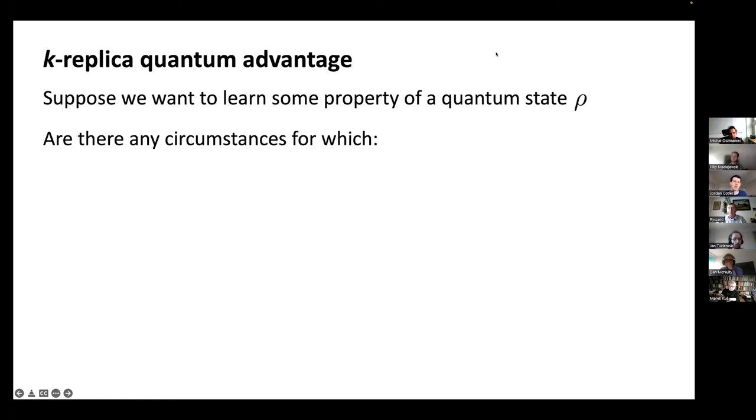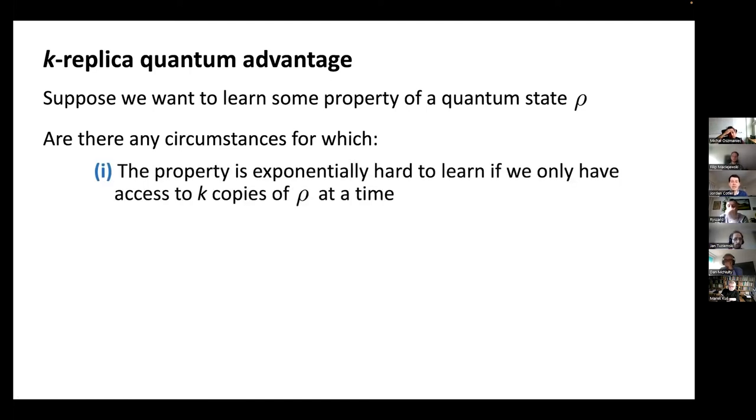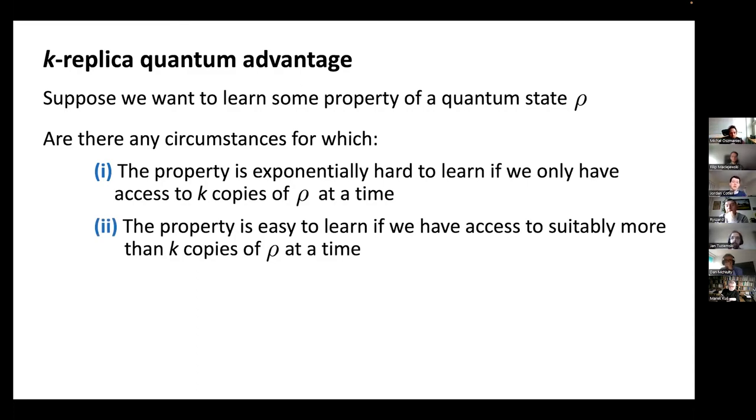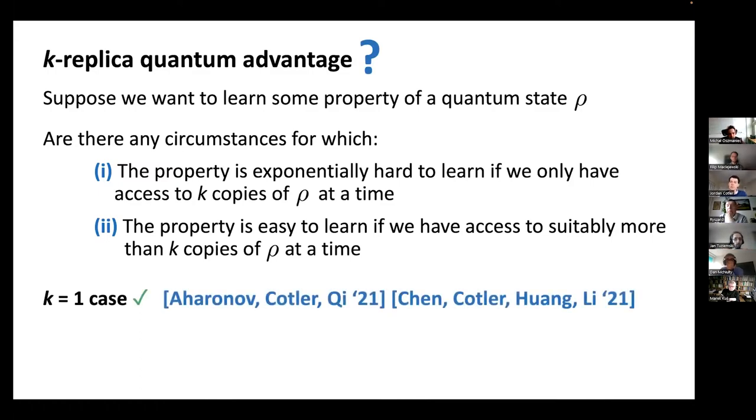We could ask, are there any circumstances for which, on the one hand, the property is exponentially hard to learn if we only have access to k copies of rho at a time, but that property is easy to learn if we have access to suitably more than k copies of rho at a time? So in the k equals one case, this is what I've already told you about. For example, in the purity testing problem, where I either give you a fixed Haar random pure state or I give you a maximally mixed state, if you have two copies of the state, it's easy to determine which is which by a swap test, by just measuring the purity, trace of rho squared. It's a quantity you can measure if you have access to two copies of the state simultaneously. That is to say, if you only have one copy of the state at a time, you cannot efficiently learn this property. But if you have two copies of the state at a time, you gain an exponential advantage in learning that property.